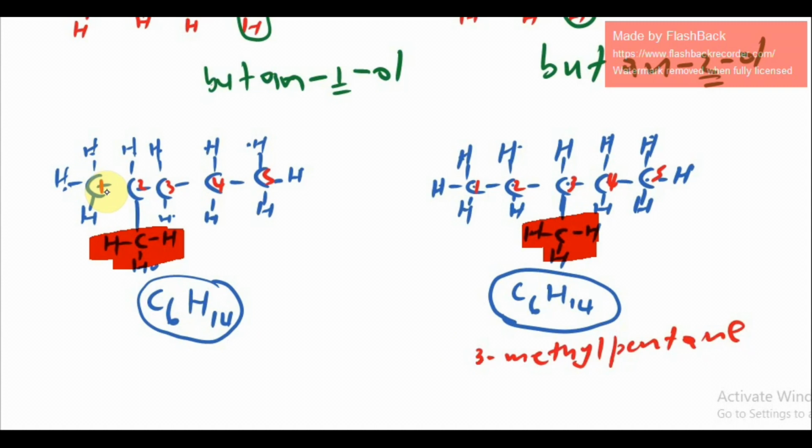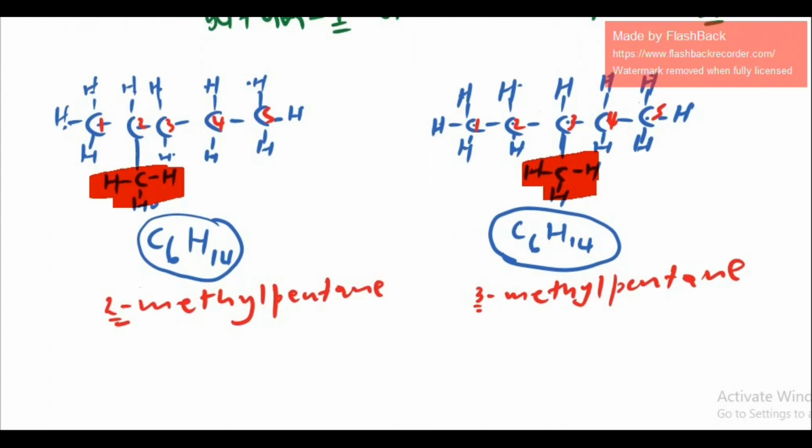And this one is on position 2, so it's a 2-methylpentane. The only difference here is the position of the methyl. Therefore, it's a positional isomer, right? This is the positional isomer.